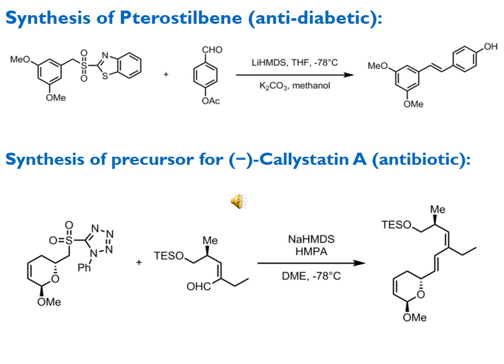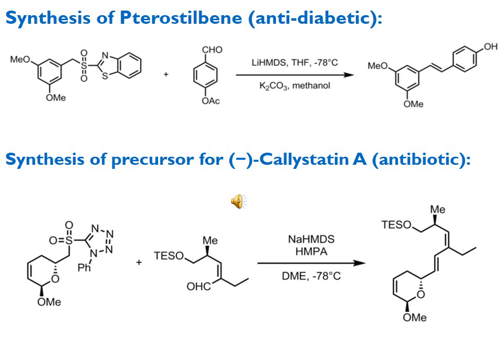Here are some synthetic applications of this reaction. First is the synthesis of pterostilbene, which is used as an anti-diabetic drug, and this is prepared through the reaction of a sulfone with an aromatic aldehyde. In the conditions which we have discussed, it uses the base potassium carbonate in methanol, and we get the anti-diabetic drug.